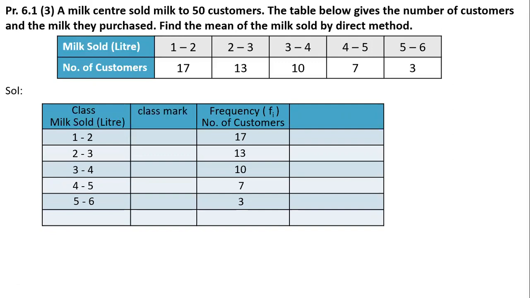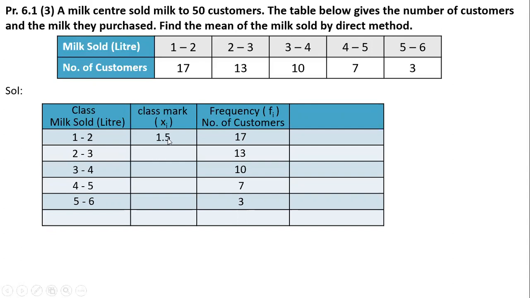Then find out class mark, which is denoted by xi. How do I find out class mark? For the first class, I'll add 1 and 2 and divide by 2. 1 plus 2 is 3. 3 divided by 2 is 1.5.